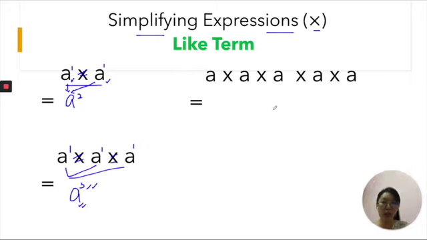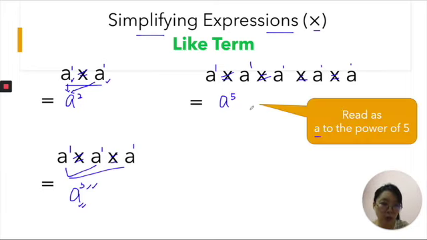Have a look at here. Wow, so many A's. So first, I can simplify by throwing away all the times here. And A is repeating. So put down the A, which is repeating. For how many times? Count. 1, 2, 3, 4, 5. 5 times. So I can read it as A to the power of 5. One more time. A to the power of 5.